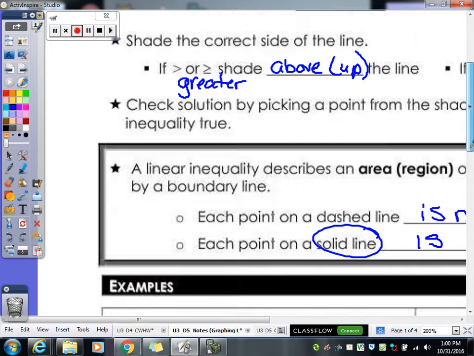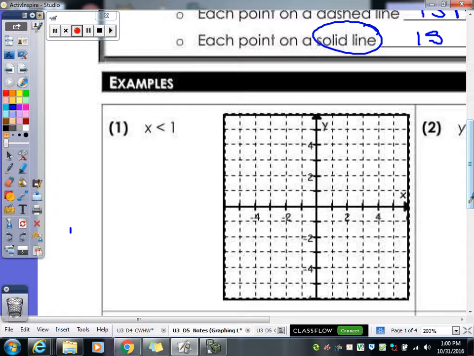All right, so if we look at the first one, x is less than 1. First of all, this one, if it's an x equal line, this is a no calculator problem. You cannot check it on the calculator. Not even the fanciest calculators that they make today will graph x equal lines. Okay.